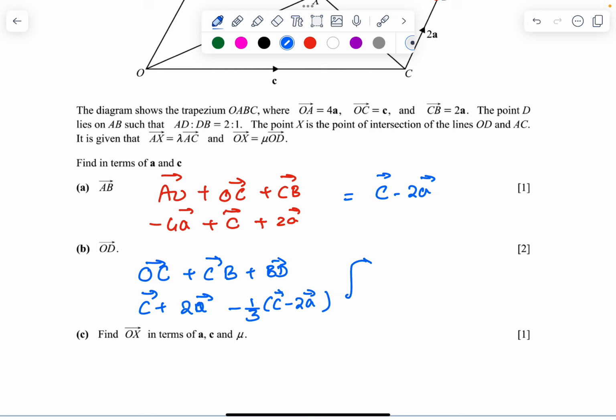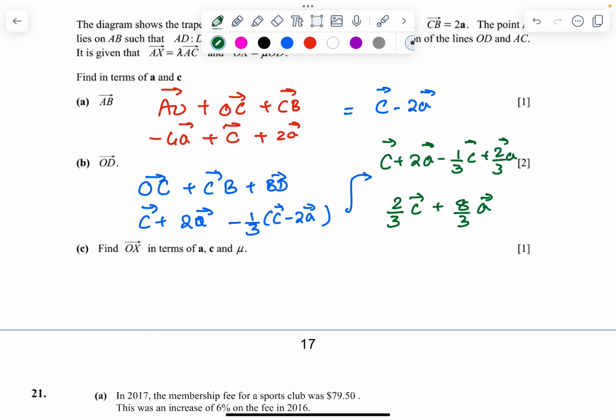So this becomes C plus 2A minus 1 by 3C plus 2 by 3A. So which is going to be 2 by 3C plus 8 by 3A. So don't forget to write the arrow marks everywhere. That's going to be the answer.